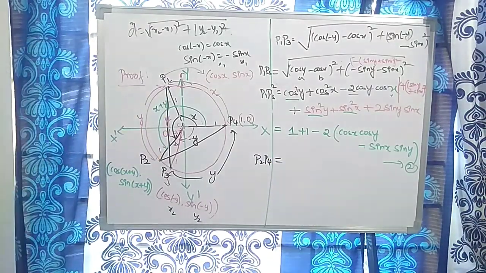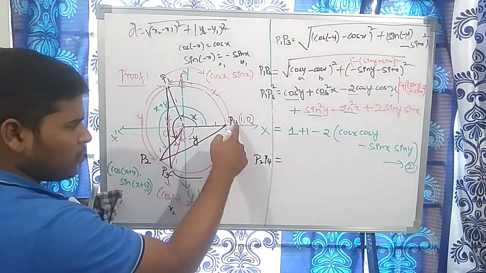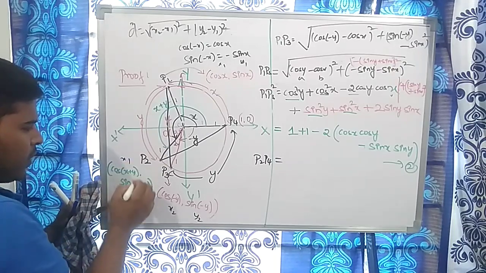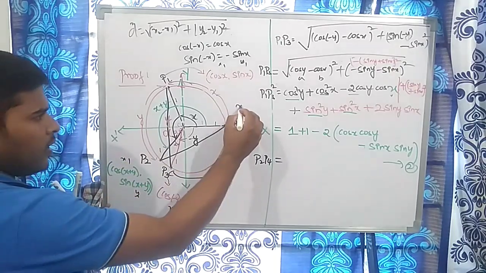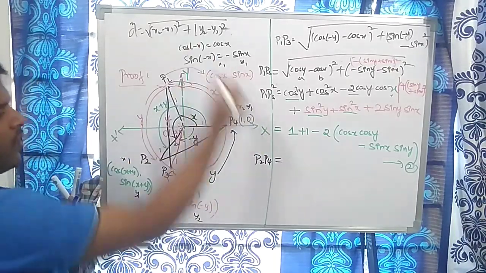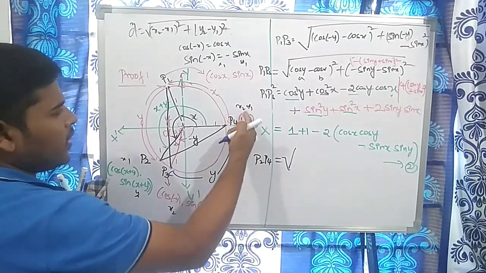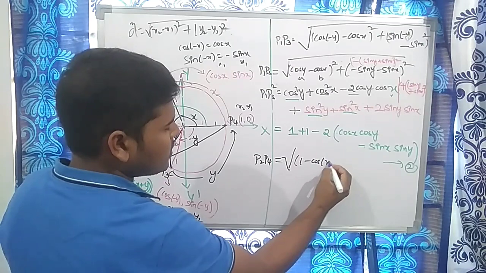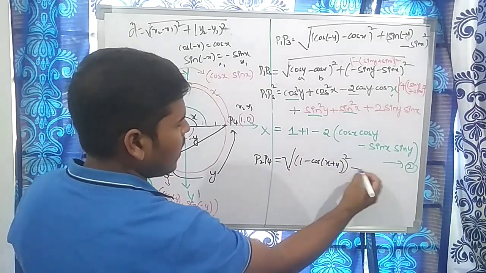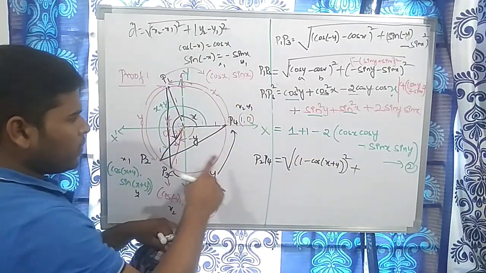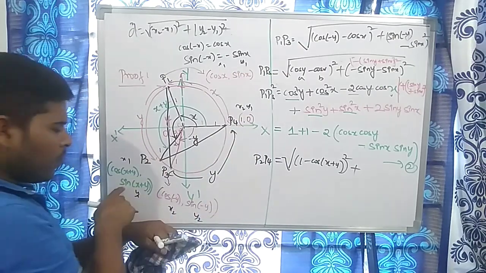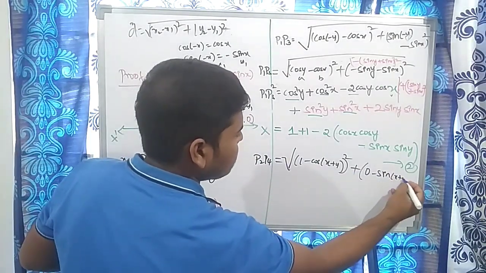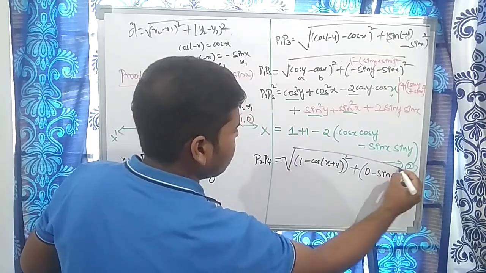First step, p2 p4, again the distance between these two points. If I take p2 p4, here are x1 y1 and x2 y2. According to our formula, square root of x2 minus x1, an easy one: 1 minus cos of x plus y whole square, plus y2 minus y1, where y2 is 0, so 0 minus sin of x plus y whole square. That is the right hand side.